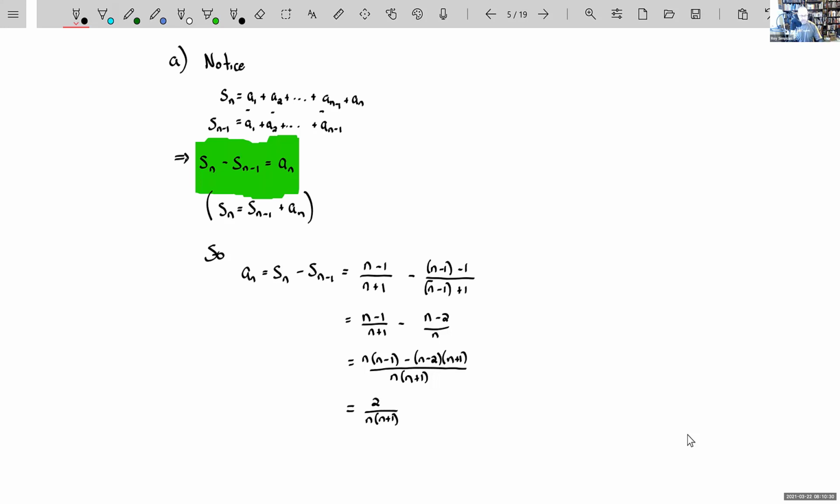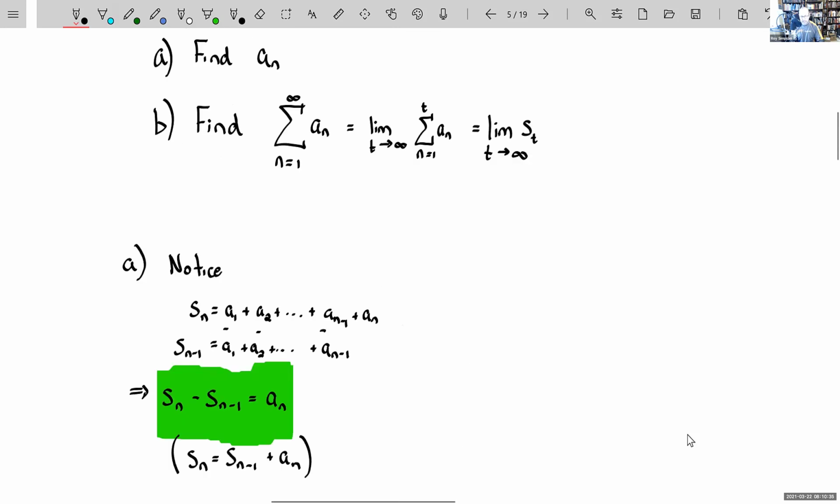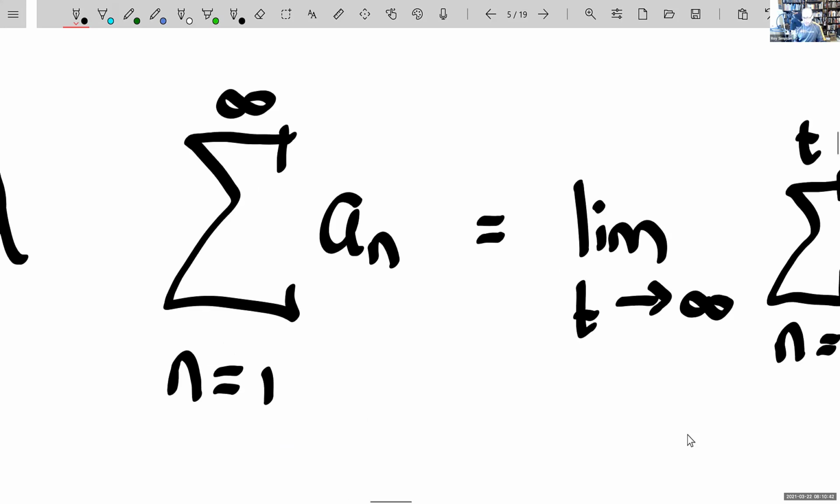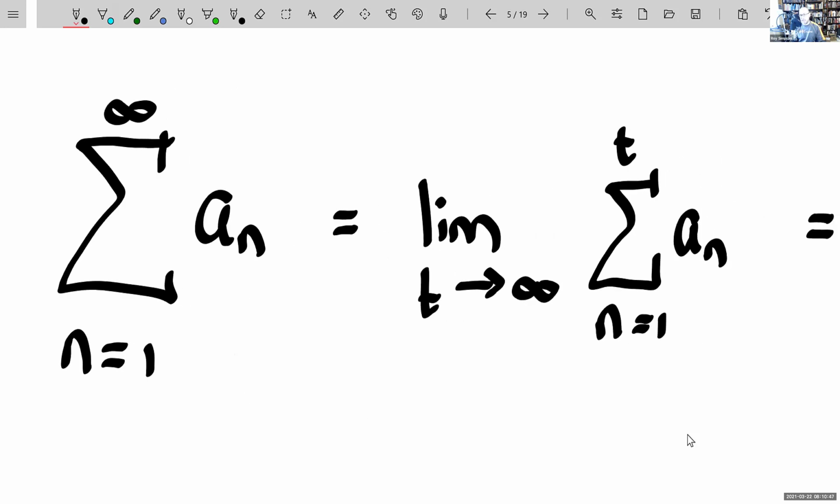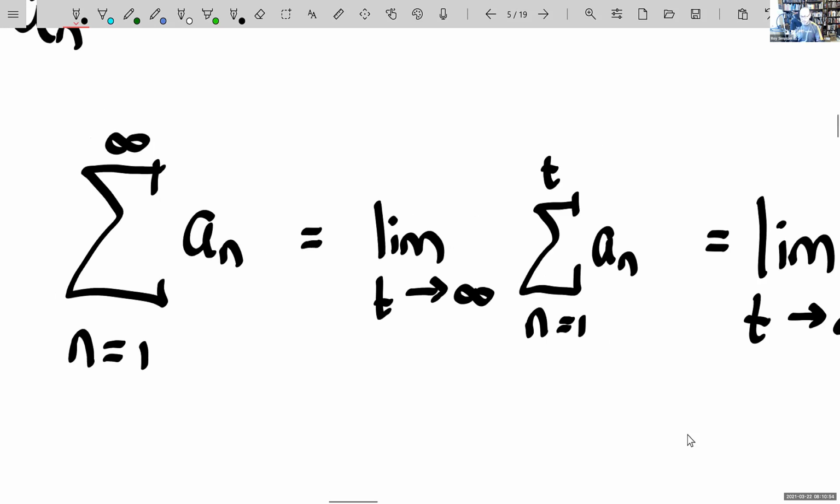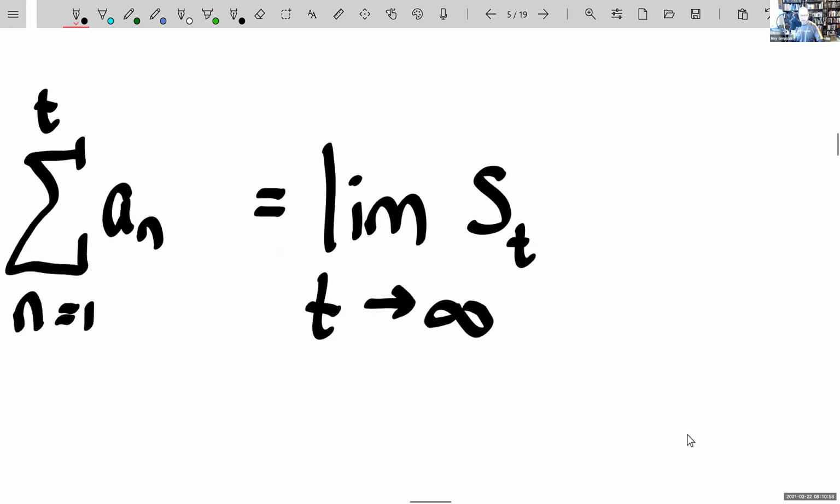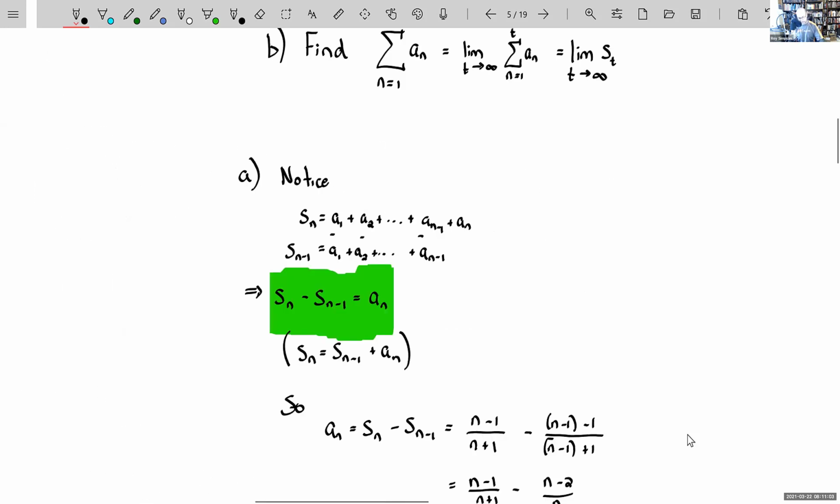All right. The second part of this, they ask find the infinite sum, the infinite series. Add the terms up forever and ever and ever. And I spent the time to say, well, that's the same thing as a limit as t goes to infinity of the sum from 1 to t of a sub n, which is just the limit as t goes to infinity of the tth partial sum. So we are going to go ahead and do that.